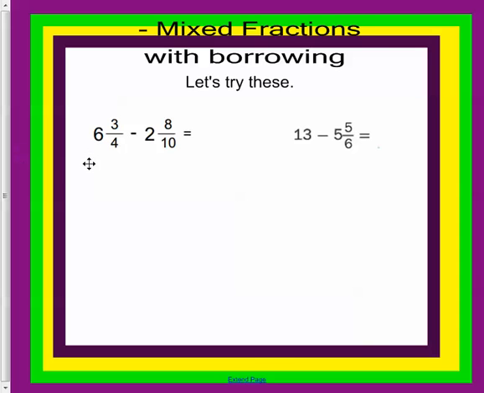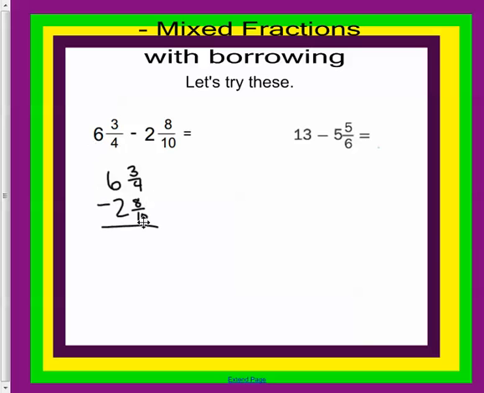Okay, these are a little bit more complex because now we have to borrow. The steps that I like to take are still the same. I like to look at these from a more vertical perspective though. So 6 3/4 minus 2 8/10. This is just my preference. It's up to you how you like to look at them.